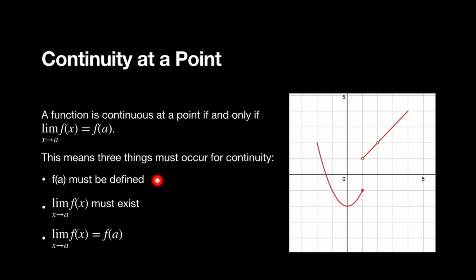First, the function must be defined. The function must exist. So if you look at my graph and you look at x equal 2, there's a hole in the graph there. So that means the function is not defined, and this function is not continuous at x equal 2. So the function has to be defined for it to be continuous.